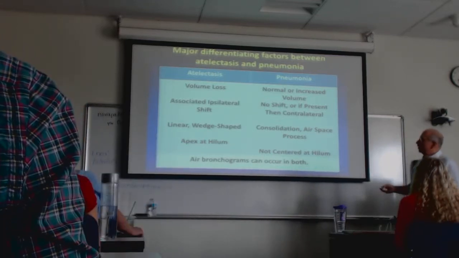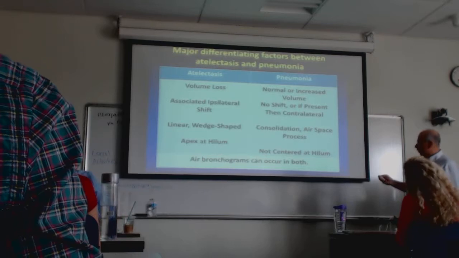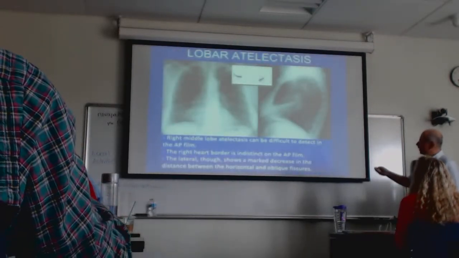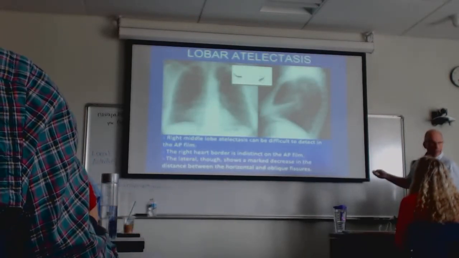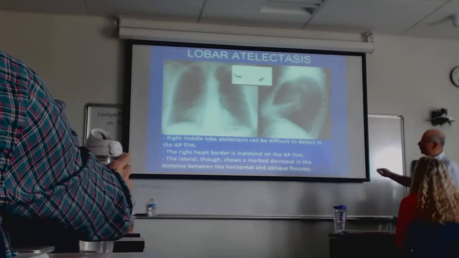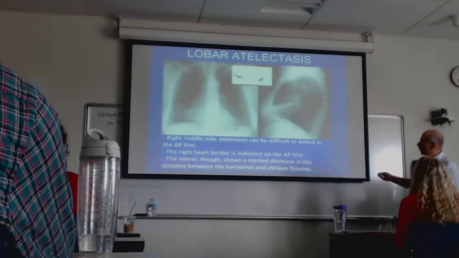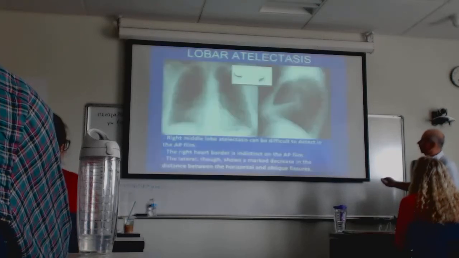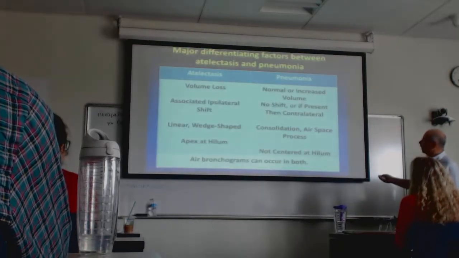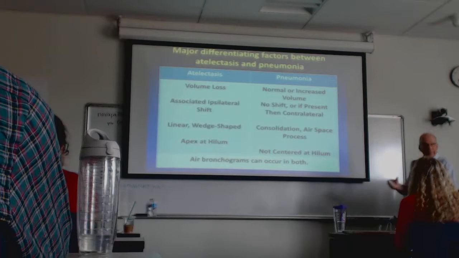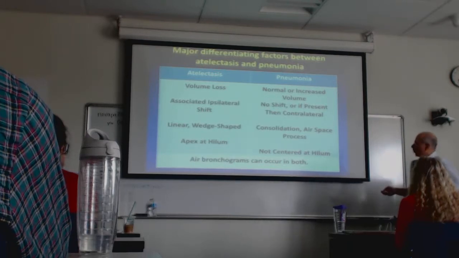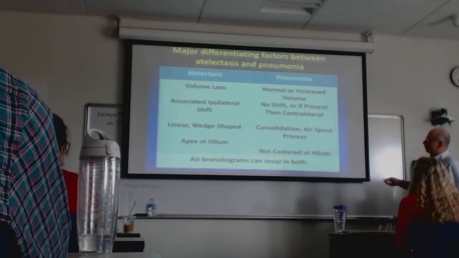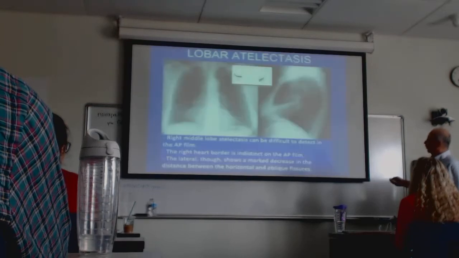Okay? These atelectatic segments tend to be linear or wedge-shaped when the whole lung isn't involved. This is a wedge-shaped appearance. The one I showed you here is kind of linear and wedge-shaped. But airspace consolidation in pneumonia tends to be rounded, fluffy, larger. The apex of these wedges is at the hilum. So notice how this wedge goes all the way back to the hilum of the lung.